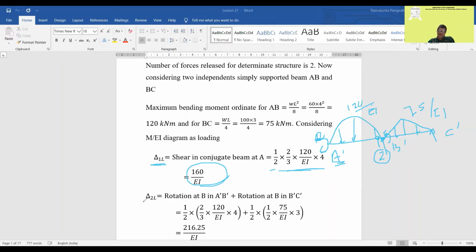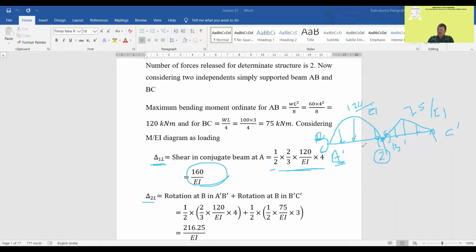Delta 1L, delta 2L is the shear, the rotations. Deflection here is the rotations. Rotation at 1, rotation at 2 due to the applied loading. That is the meaning of this delta 1L. So you have calculated the shear force at A.